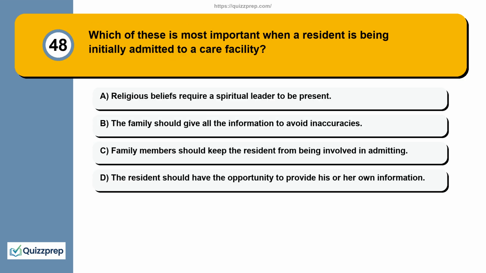Question 48. Which of these is most important when a resident is being initially admitted to a care facility? Religious beliefs require a spiritual leader to be present. The family should give all the information to avoid inaccuracies. Family members should keep the resident from being involved in admitting. The resident should have the opportunity to provide his or her own information.